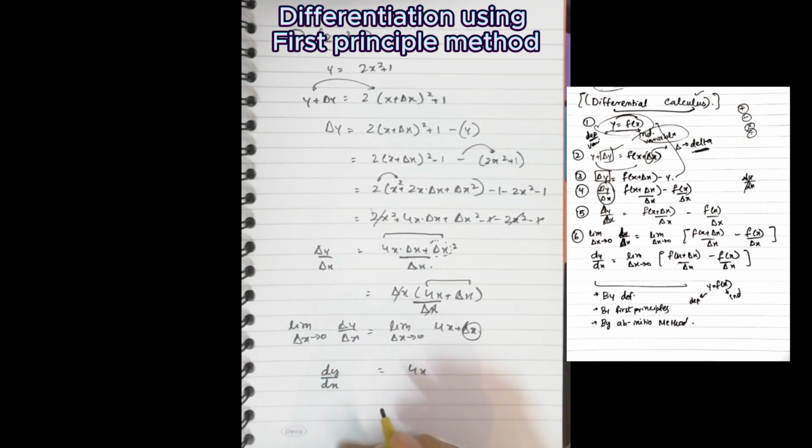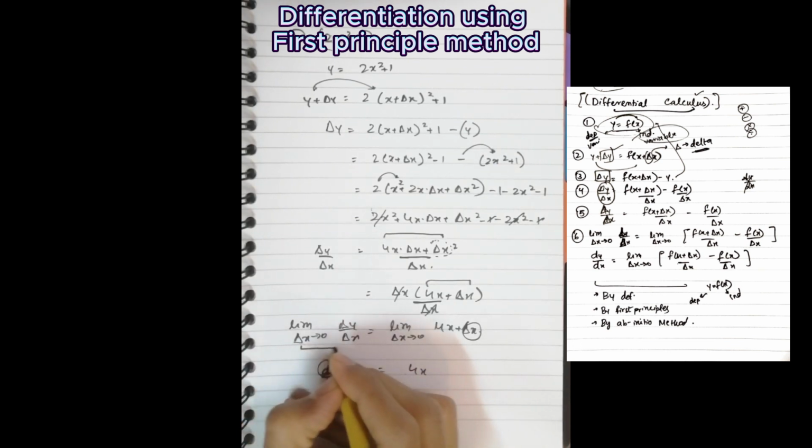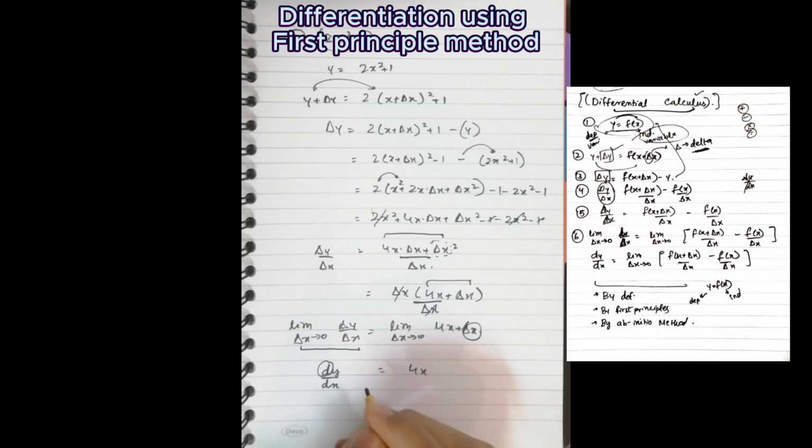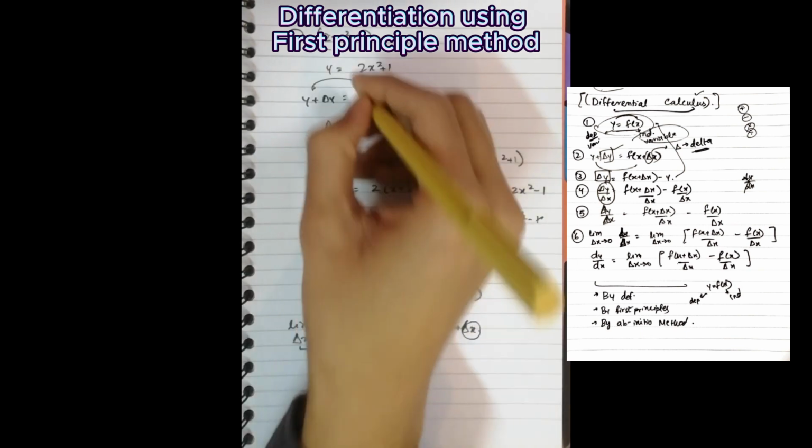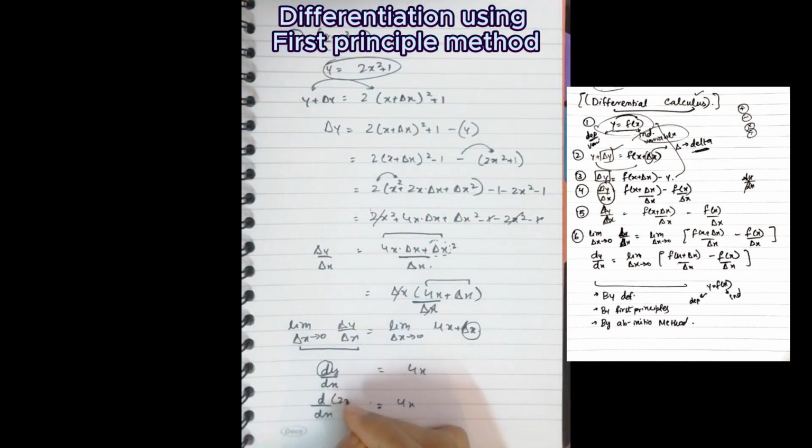It is a rule in differentiation using the first principle that you can write d only after putting the limit, and it is actually necessary to write d after putting the limit. So this is the derivative of your function, and you can also write it in this form, that dy by dx is equal to 4x. And what is the value of y? 2x squared plus 1. So we are going to put it over.